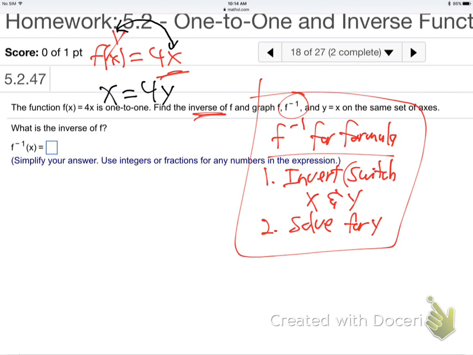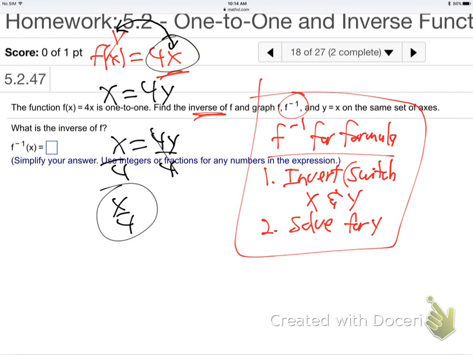Now, step 2, solve for y. So how do I solve that for y? Well, that's not a hard one. Divide by 4. Boom. So x over 4 is the inverse function. And that makes sense, right? That's the opposite of 4x, isn't it? Dividing by 4 is the opposite of multiplying by 4. They're going to get much harder than this, obviously. Just warming us up. So that's the inverse function.